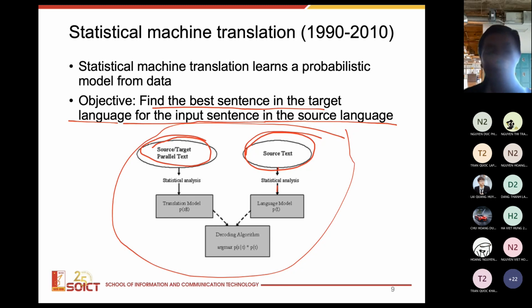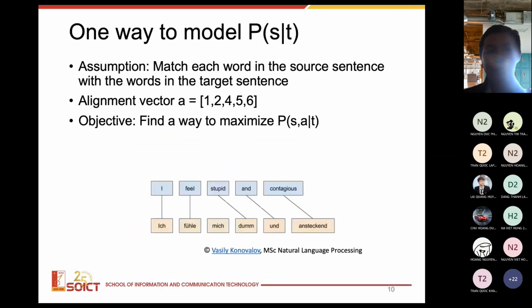And from the translation model and the language model, we can apply the Bayes model to have a decoding algorithm to be able to find the argmax that maximizes the joint probability of having the source sentence if we know the target sentence, and the probability of that target sentence, right? Okay, so the question is, we should find a way to model the probability of having the source sentence if we know the target sentence, right?